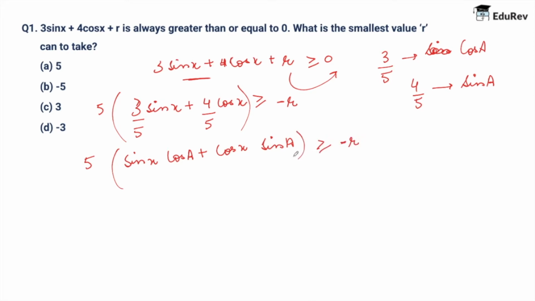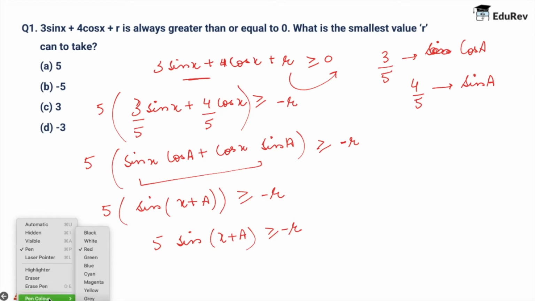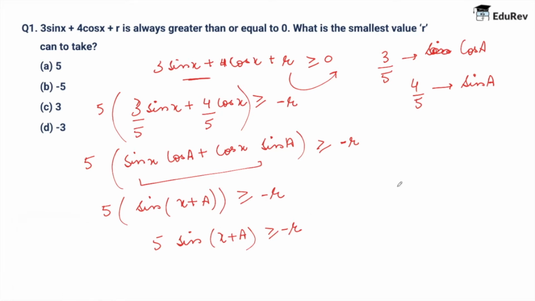Now we all know that sin A cos B plus cos A sin B is going to be what? Sin A plus B. So I can write this as 5 sin x plus A, that is greater or equal to negative of r, or 5 sin x plus A is greater or equal to negative of r. Now just tell me one thing. Do you know from where to where the sine varies?